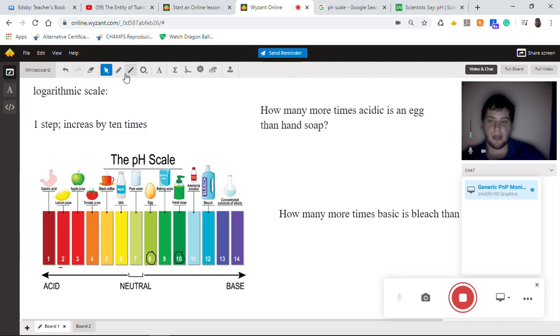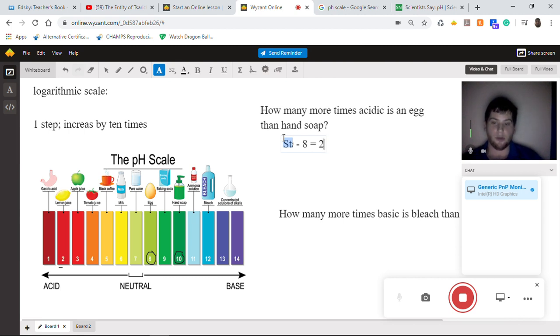So let's look at this question here. How many more times acidic is an egg than hand soap? I've already circled their numbers down here. Hand soap has a pH of 10, and an egg has a pH of 8. So first we want to check how many steps they are away from one another. So we can do 10 minus 8 equals 2.